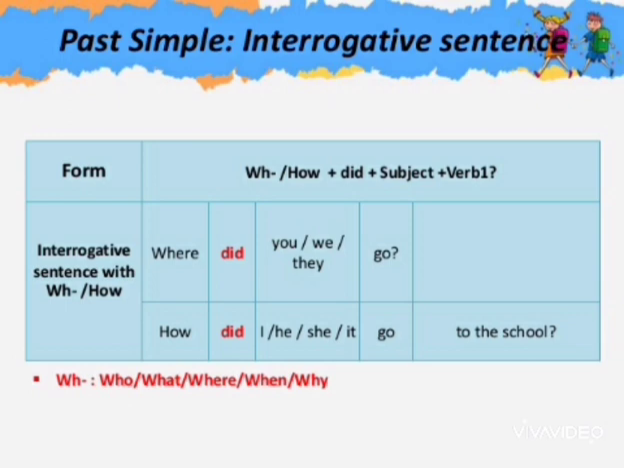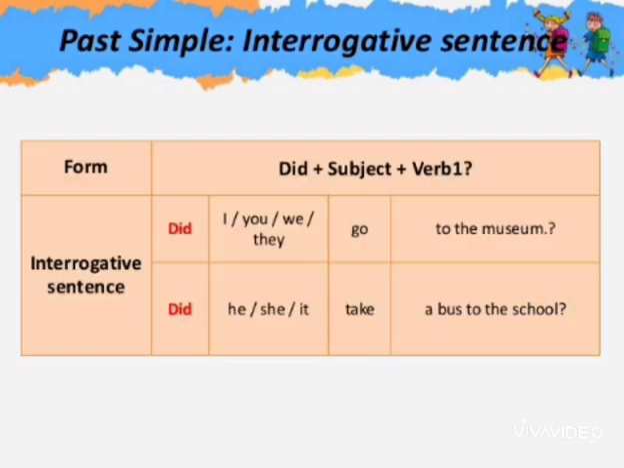Your subject may be you, we, or they. And the most important thing that you need to keep in your mind is that in the simple past tense, you have to use the present form of the main verb. As you can see, go. Where did you go? Where did we go? Where did they go? After that, see with how. How, you have to use the simple past form of the auxiliary verb did, I, and then you have to use the simple present form of the main verb, go.